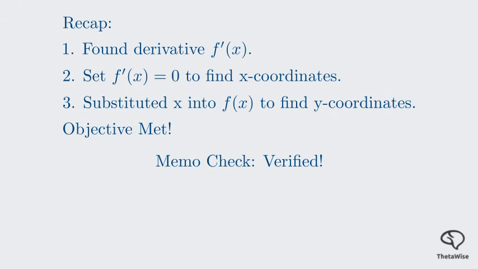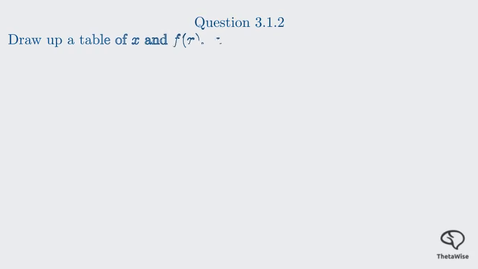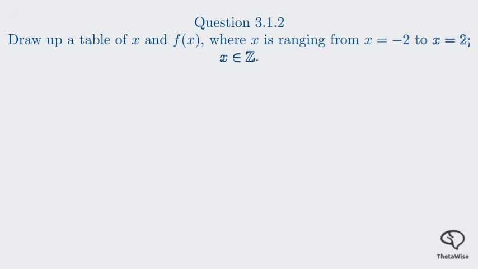We are on the right track. Next, in question 3.12, we need to draw up a table of values for our function. Our goal here is to create a table of ordered pairs, x and f of x, which we will use to plot our graph. The instructions specify that x should range from -2 to +2, and x must be an integer. This means our x values will be -2, -1, 0, 1, and 2.